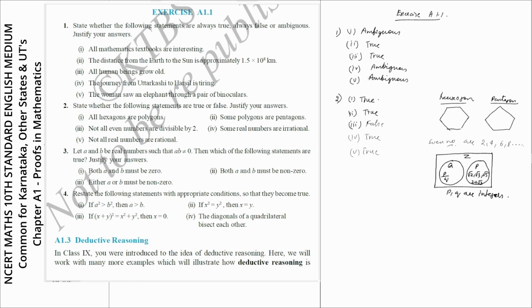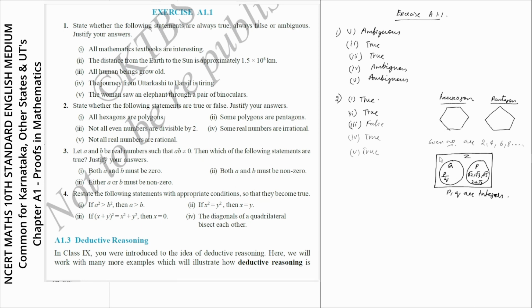Sub question 3: not all even numbers are divisible by 2. Even numbers are 2, 4, 6, 8 and so on. Each and every even number is divisible by 2. Therefore the statement that not all even numbers are divisible by 2 is a false statement. Sub question 4: some real numbers are irrational. Sub question 5: not all real numbers are rational.